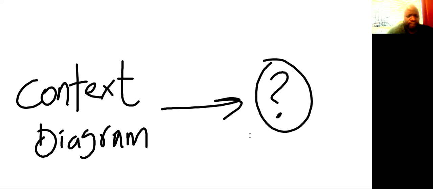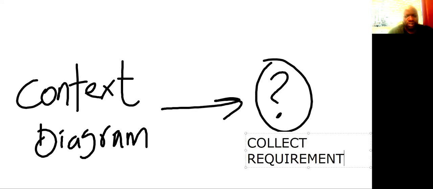3, 2, 1. The answer, my friends, is none other than collect requirements. And you do know that it's in collect requirements that you put things in context. You put things in context regarding how information is flowing in and out of a system. And that is where a context diagram could help you better understand requirements in a firm.